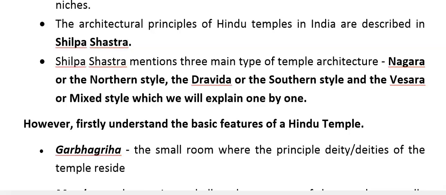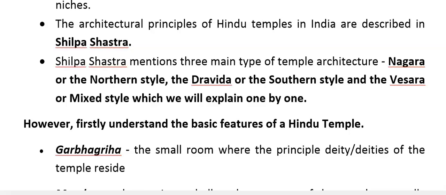So here Shilpa Shastra mentions three types of temple architecture, and first is Nagara style, which is found in northern India, then Dravidian style, which is found in South India, and then the Vesara style, which is a mixed style, a blend of both Nagara style and Dravidian style.